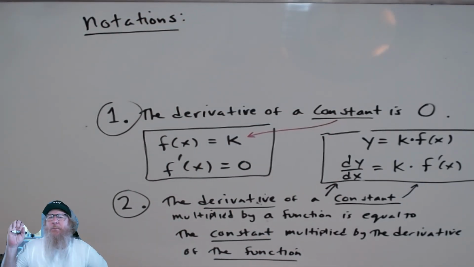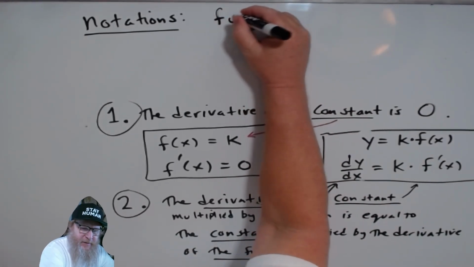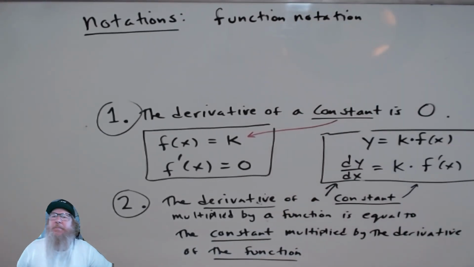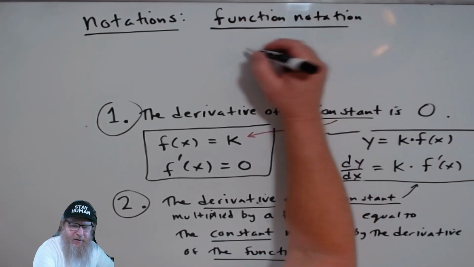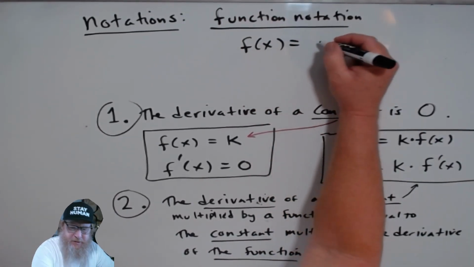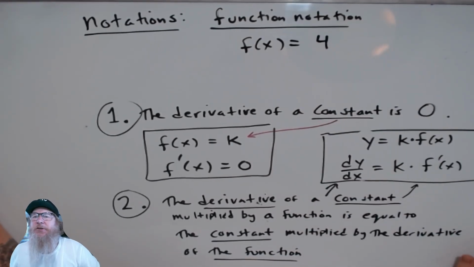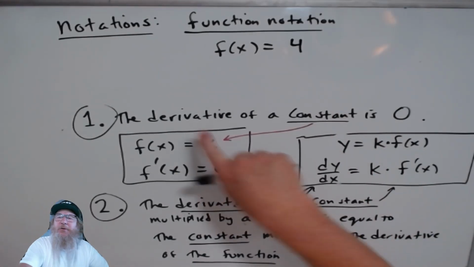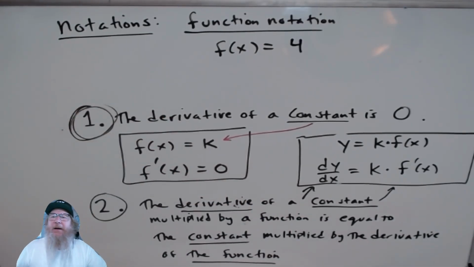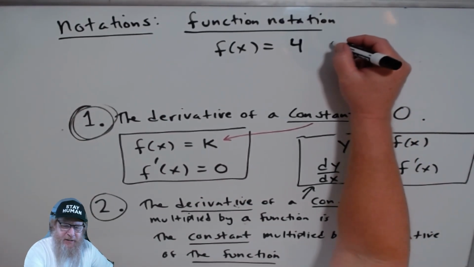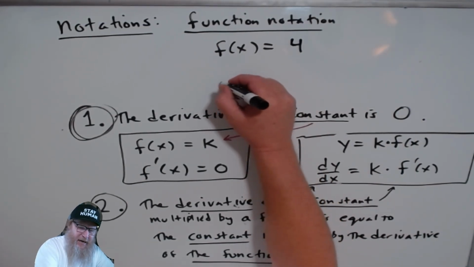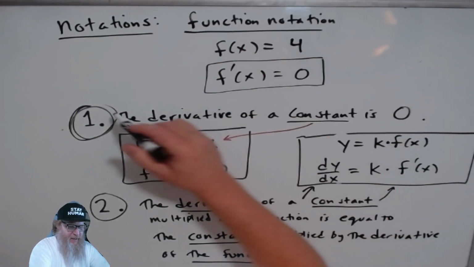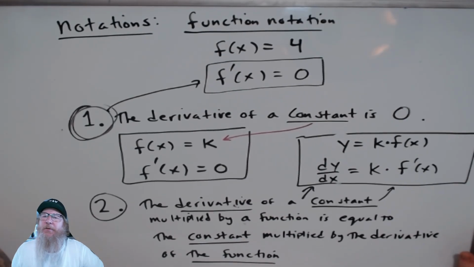So when we have a function, I would say f of x is equal to 4 or something, right? That's function notation. So in order to use this rule, let's focus on rule number 1 right now. With function notation, I would take the derivative and I would say f prime of x is equal to 0. Again, that's just using rule number 1 here, the derivative of a constant.